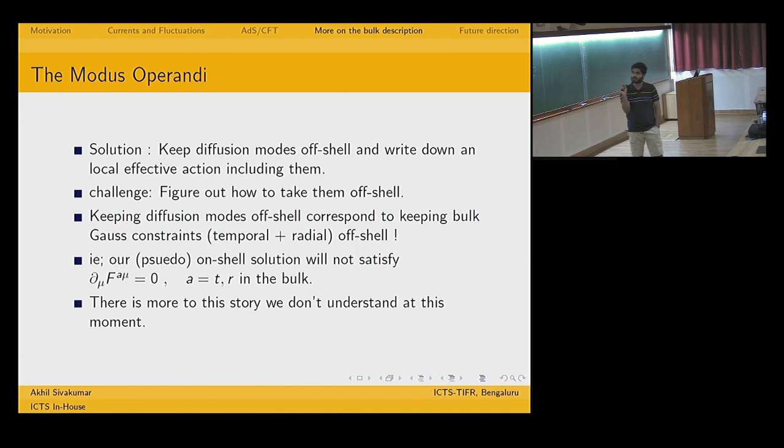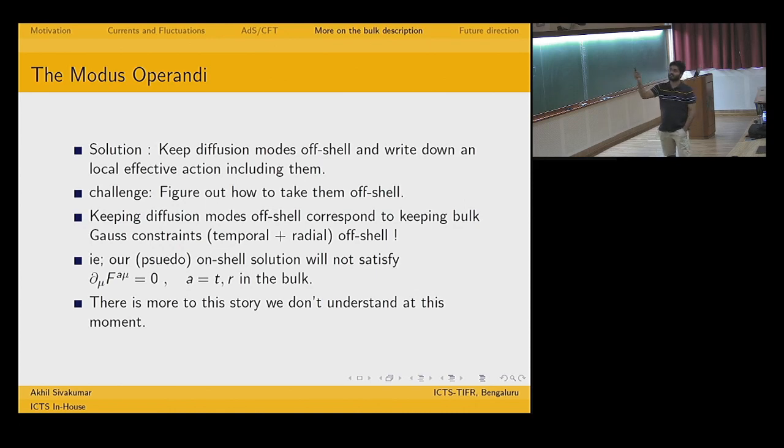By Gauss constraints, I mean, unlike the usual Gauss constraints we talk about in Maxwell theory, which is just del_i F_{i0} equal to 0, which will be something like del_mu F^{0 mu} equal to 0, or del_mu F^{t mu} equal to 0. But there's also a Gauss constraint where you think of some radial evolution of some data, and then you can have a radial Gauss constraint.